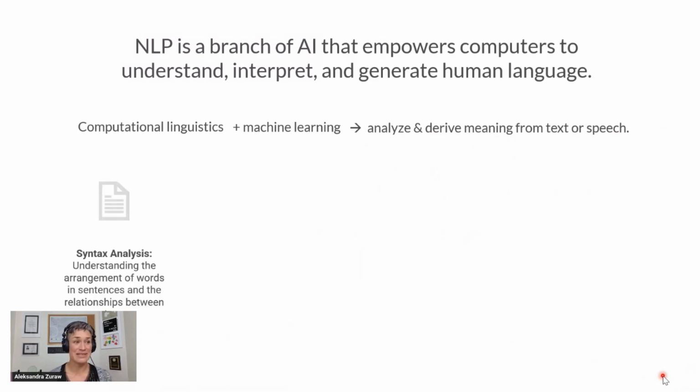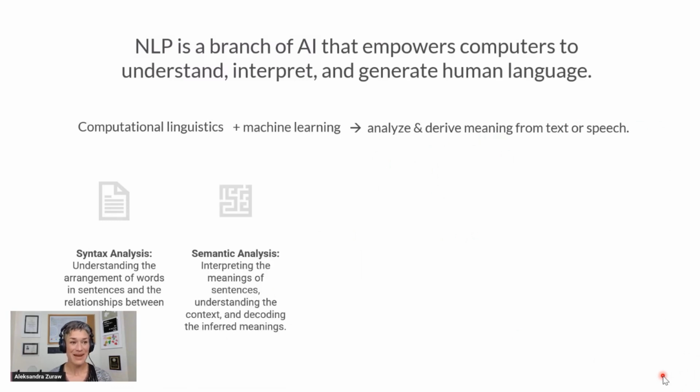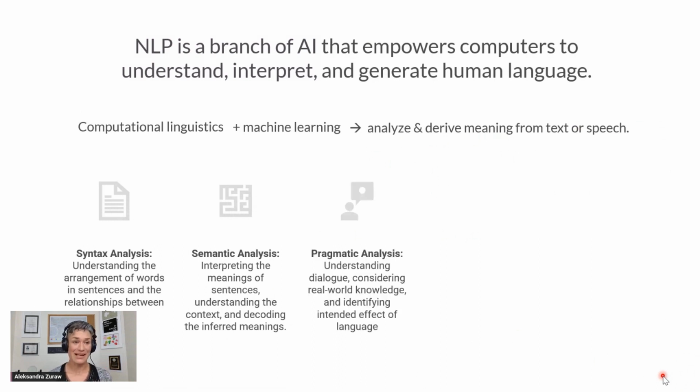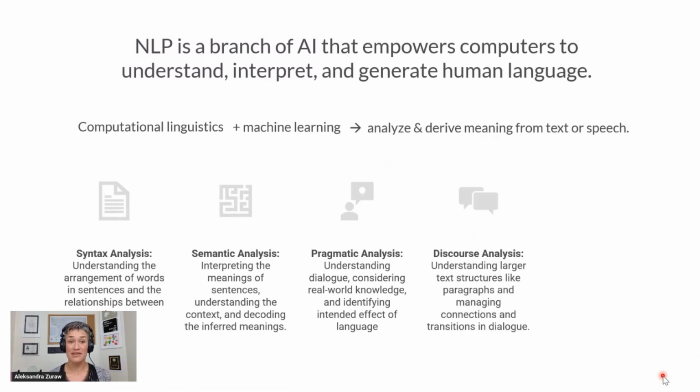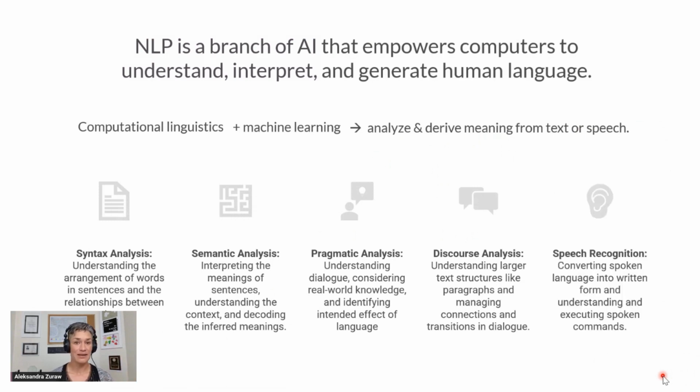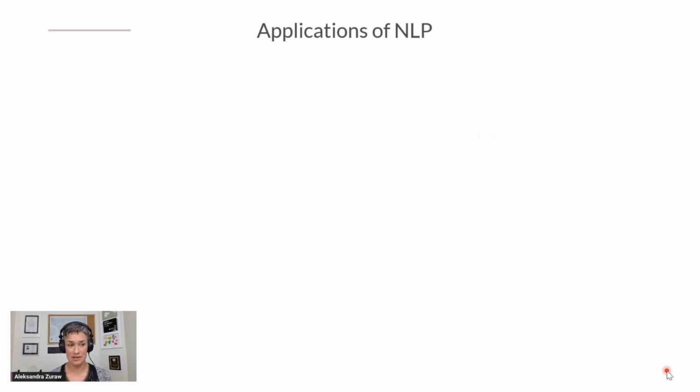So what can we use it for? For syntax analysis, understanding the arrangement of words in sentences and the relationships between them. So arrangement and relationships. Again, not meaning. Semantic analysis. Well, interpreting the meaning of sentences, understanding the context, and decoding the inferred meanings. This has something to do with sequence to sequence training and translation, and not really word by word. We can do pragmatic analysis, understanding dialogue, considering real world knowledge, and identifying intended effect of language. Discourse analysis, these are dialogues, so larger text structures like paragraphs, connections, dialogues, and speech recognition. So Siri, Alexa, and all the other devices that we talk to, this is speech recognition, and this is where NLP can be used. And what are the applications, the day-to-day applications?